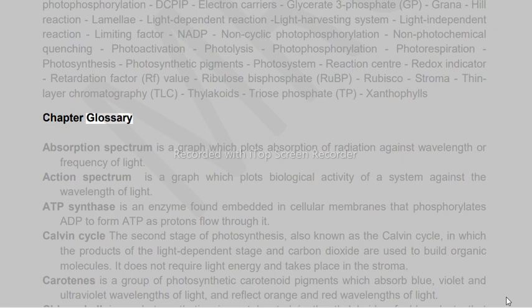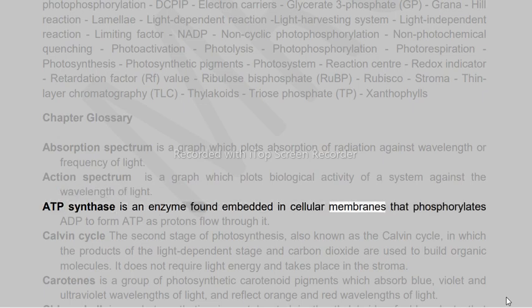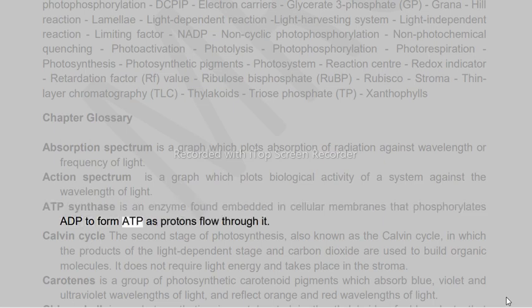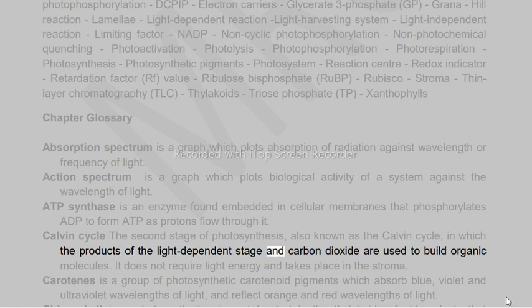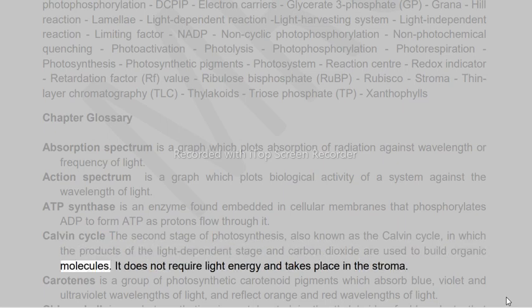Chapter glossary. Absorption spectrum is a graph which plots absorption of radiation against wavelength or frequency of light. Action spectrum is a graph which plots biological activity of a system against the wavelength of light. ATP synthase is an enzyme found embedded in cellular membranes that phosphorylates ADP to form ATP as protons flow through it. Calvin cycle, the second stage of photosynthesis, in which the products of the light-dependent stage and carbon dioxide are used to build organic molecules.